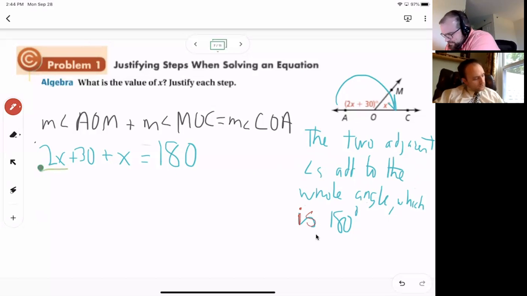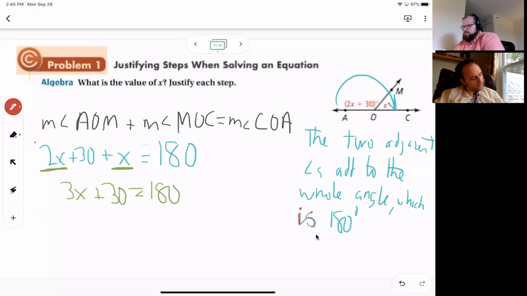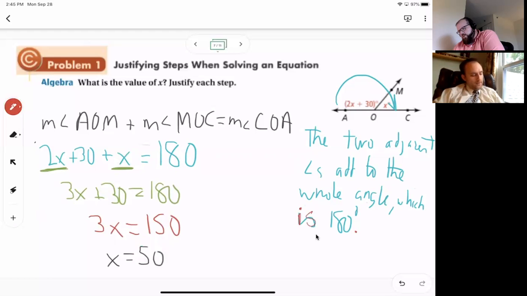That's fair. So then if I combine those like terms, I get 3x. And so I could continue my explanation of what I did, but I don't want to write it all down because I'm feeling lazy. And then subtract 30 from both sides. So that's 150. And then divide. So I get 50. So would doing something like this and then say, and then I used algebraic properties to solve for x, that's totally fine.